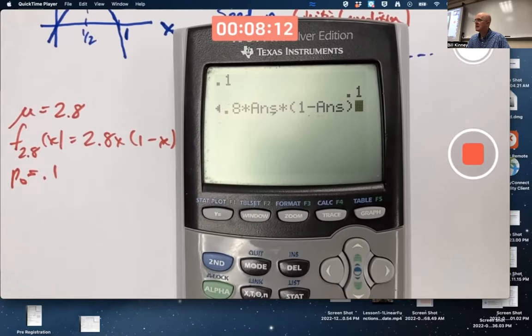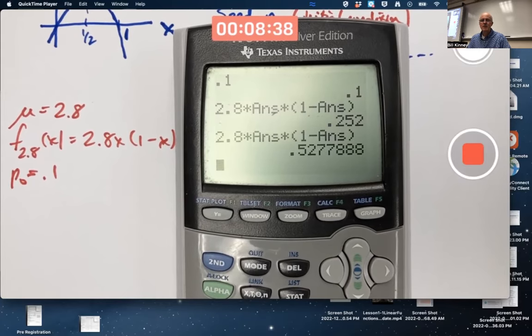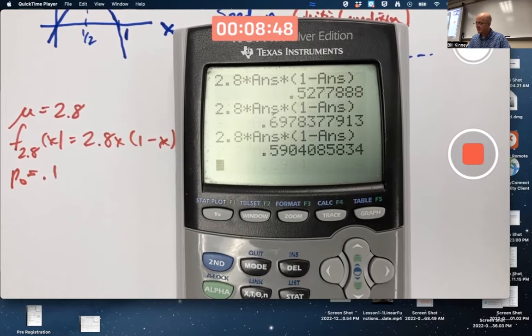2.8 times 0.1 would be 0.28 times 0.9 is going to be in the ballpark of 0.24 or 0.25 or so. It's 0.252. Then if you just keep hitting enter, it plugs that number into F over and over again. 0.252 being plugged into F gives you 0.5277888. Hit enter again to plug that number into F. Get 0.69783777913. Keep hitting enter.